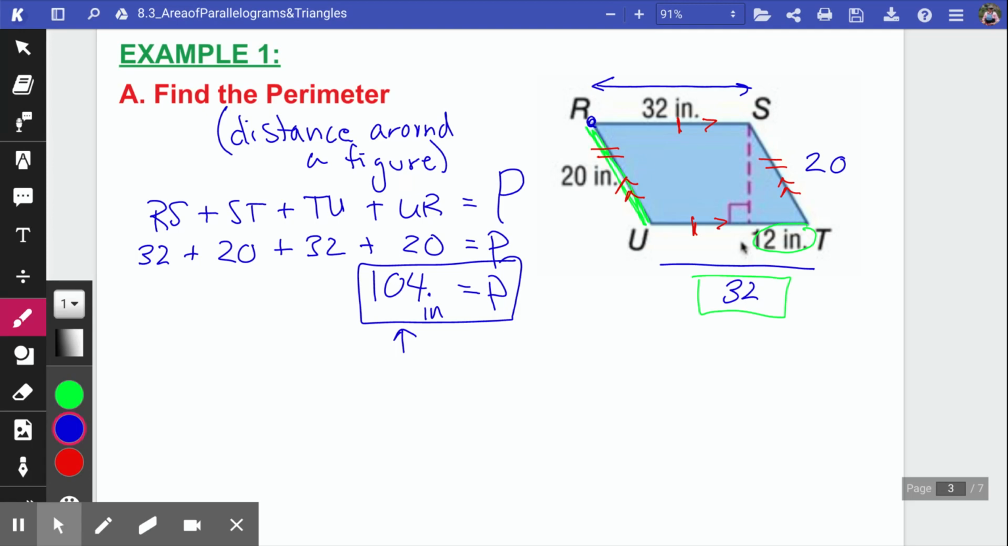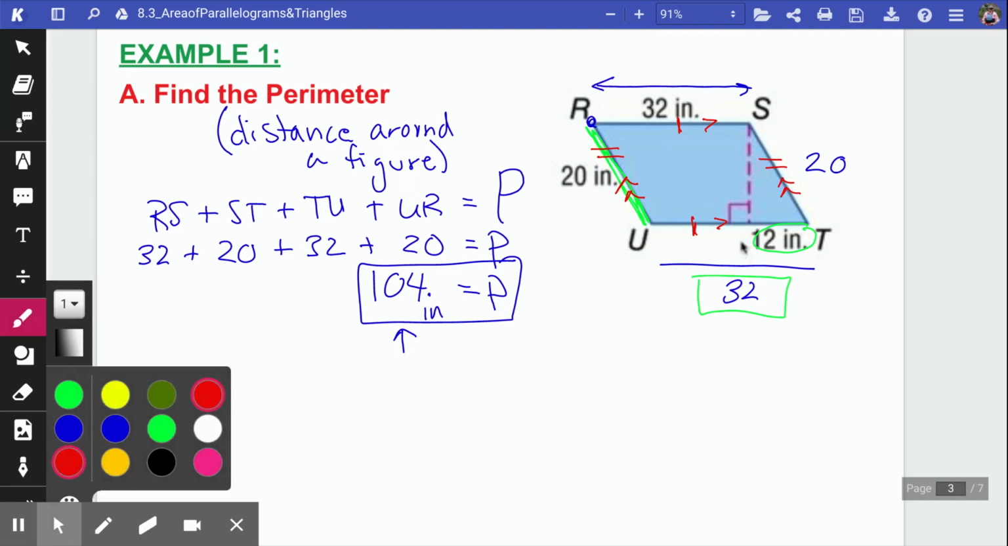Now again, I want to reiterate that I picked this problem because we have this 12 inches right here that might throw you off. You don't add that in there because you already have that distance RS, which is the opposite side to UT, so we know those two sides are congruent and parallel.